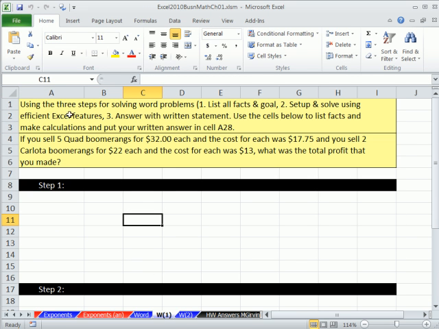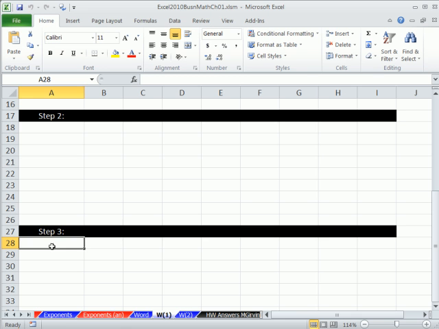So using the 3 steps for solving word problems, list all facts and goal, set up and solve using efficient Excel features, and answer with a written statement, right? Use the cells below to list facts and make calculations, and put your written answer in A28. So on a test, I'm going to say, hey, you have to write your answer in a particular cell, right? So there's A28.